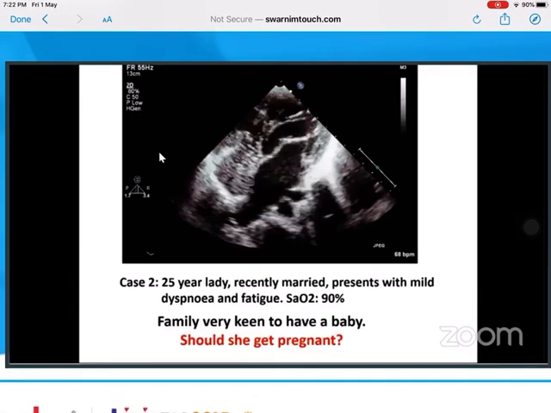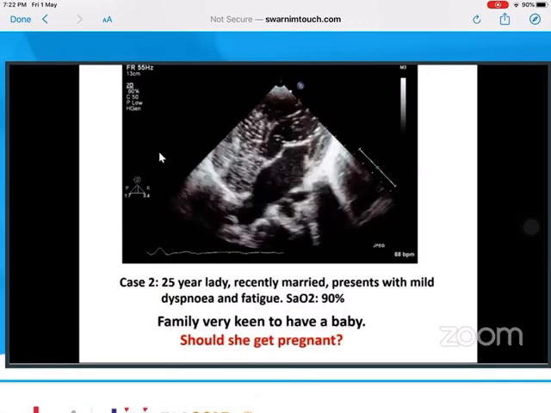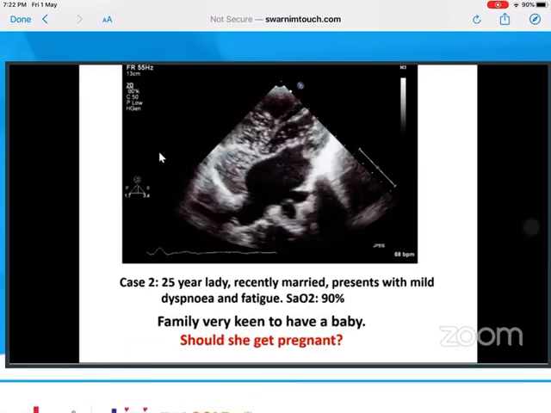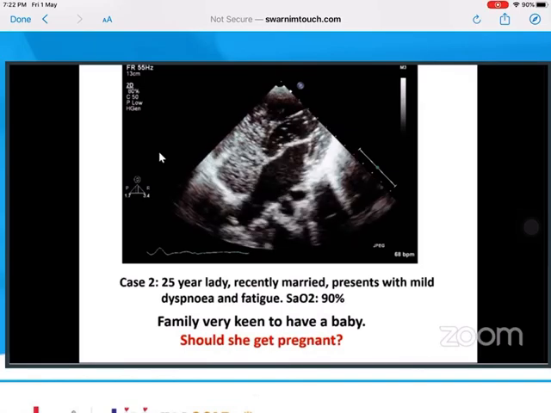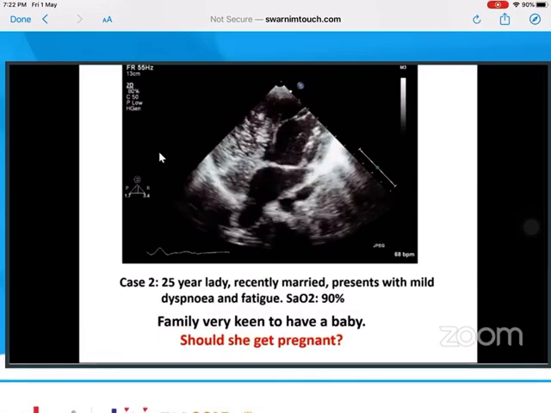The question is, because she's recently married, nobody knew that she has this disease. Family is very keen to have a baby. She's only class 2, very little symptomatic. The question is, should we allow her to get pregnant?